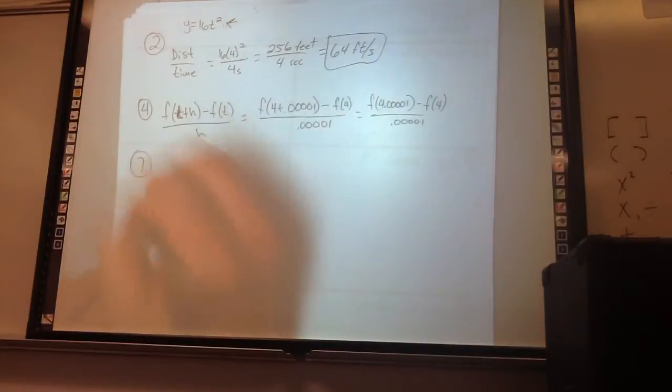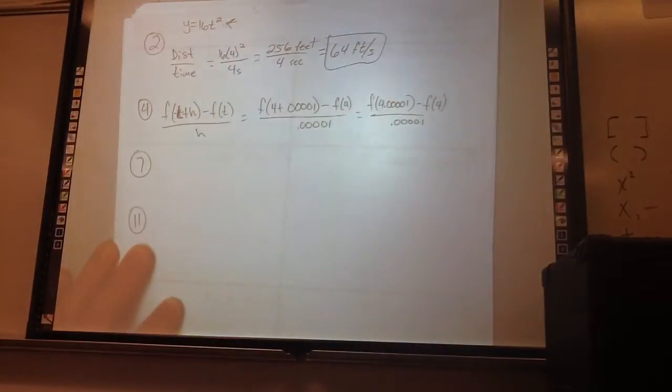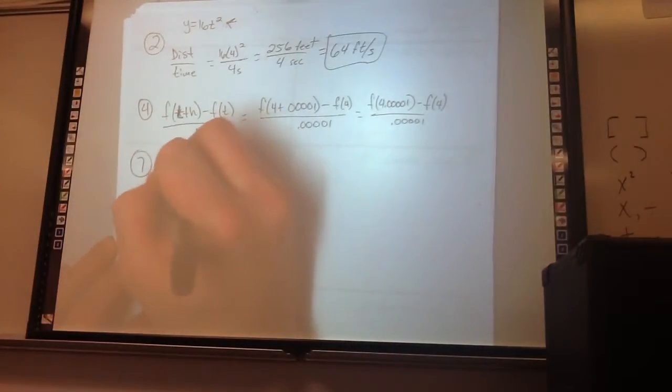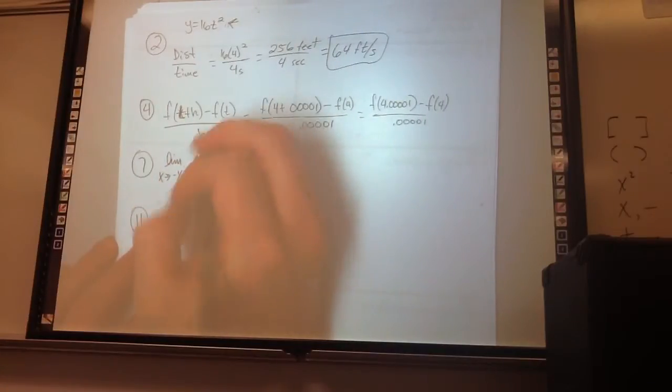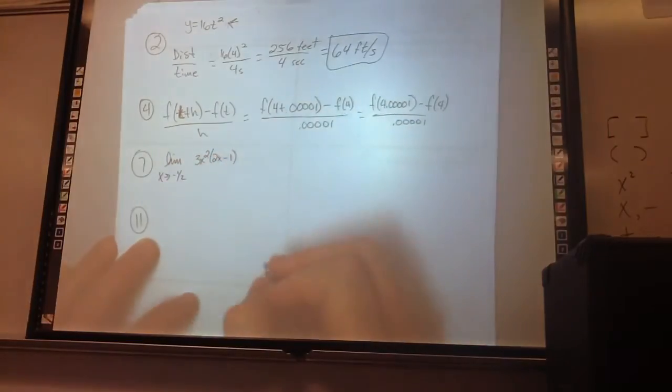7 and 11 were the same thing. Do you plug in x-hat or x? You're on 7 already? Yeah, that's what you do. The limit as x approaches negative 1/2, you can't multiply by 0. 3x squared times 2x minus 1. Good job.